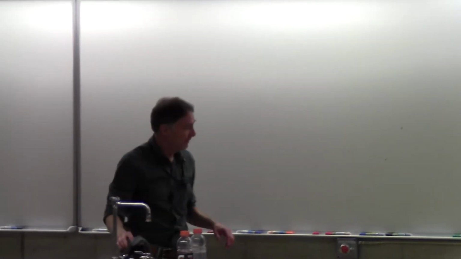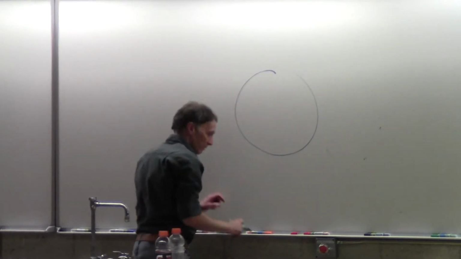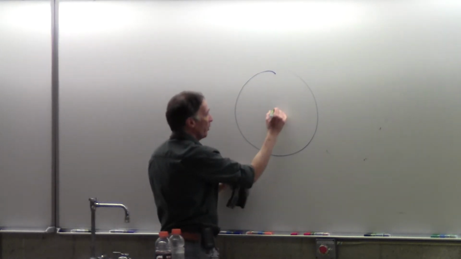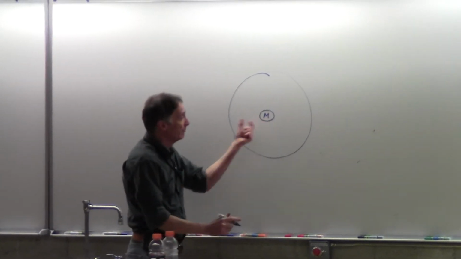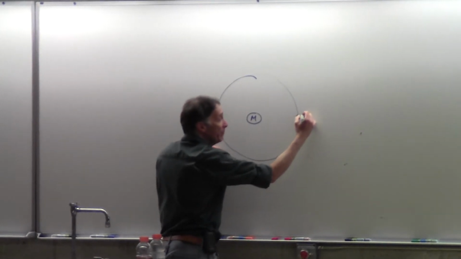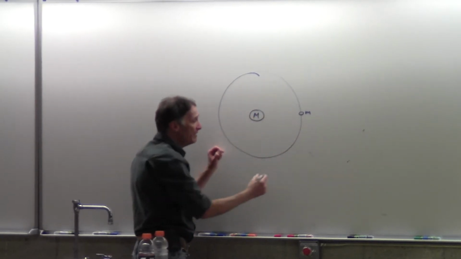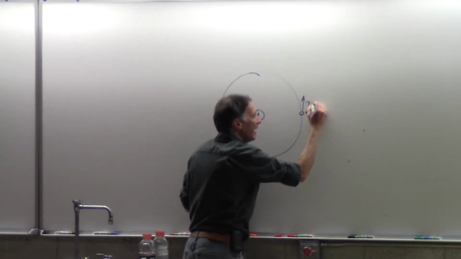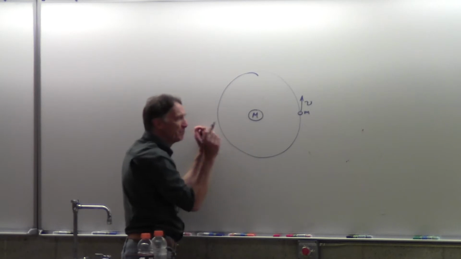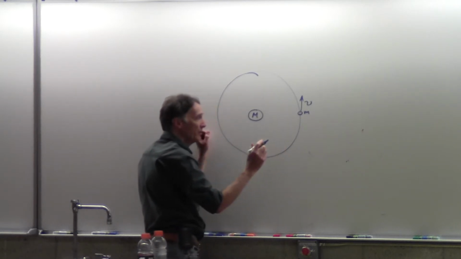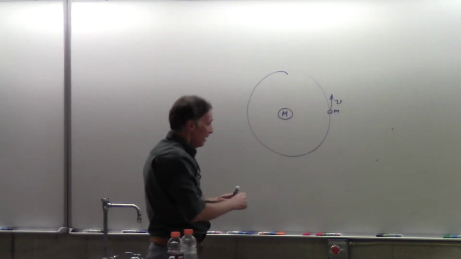If I want to put something into orbit, we have to give it enough velocity. I'll call this just capital M. It could represent the mass of the Earth or any kind of planet. I'm going to have some satellite, either artificial or natural, that's going to orbit the Earth. It has to go at just the right velocity. And if we're going to get it to travel in a circular orbit, we have to have precisely the right velocity to travel in a circle, because we have to have an acceleration that's going to be v² over r.